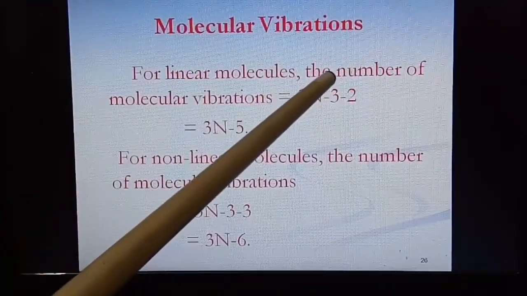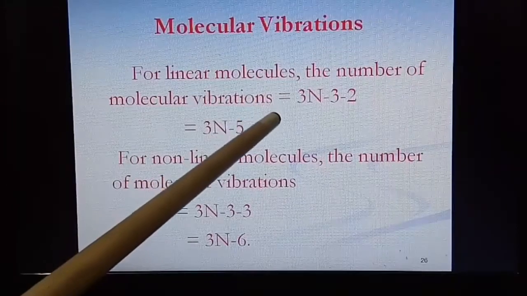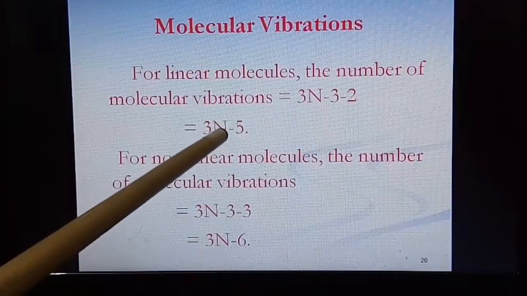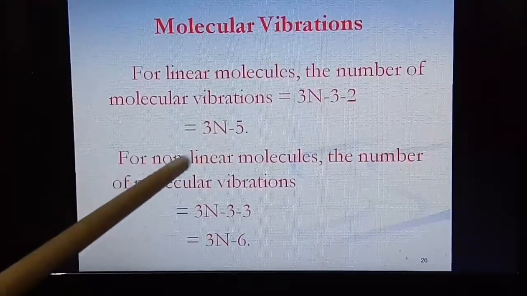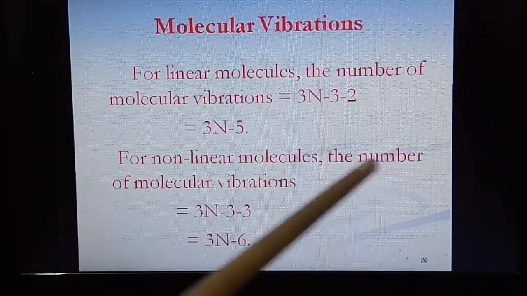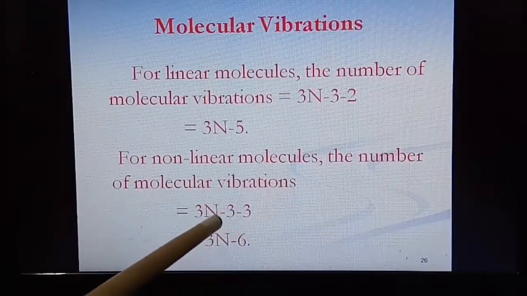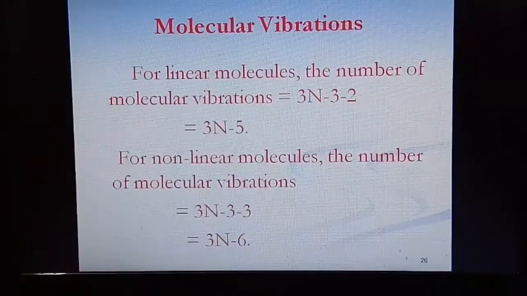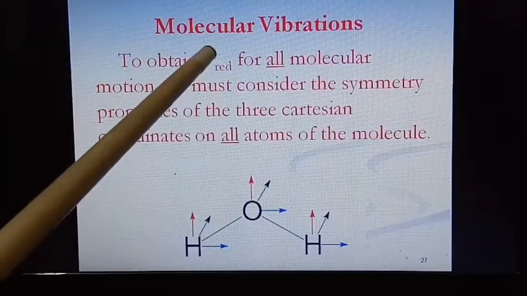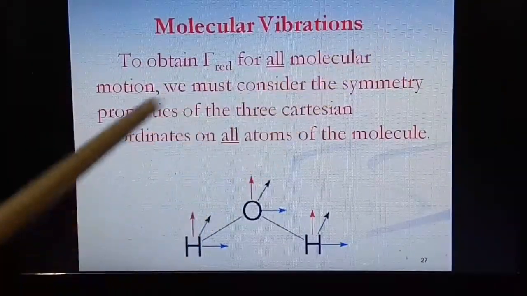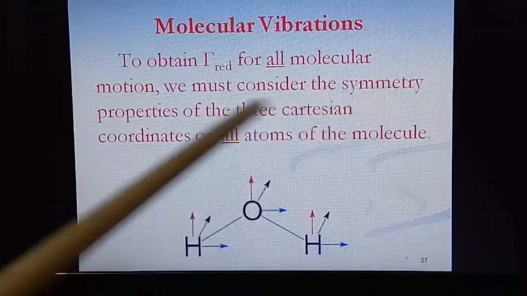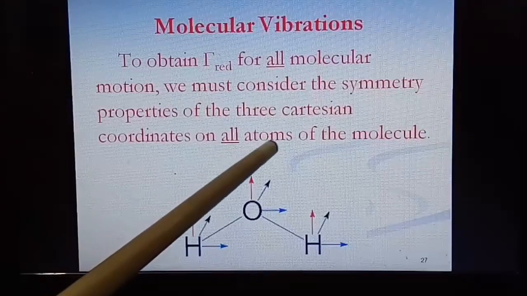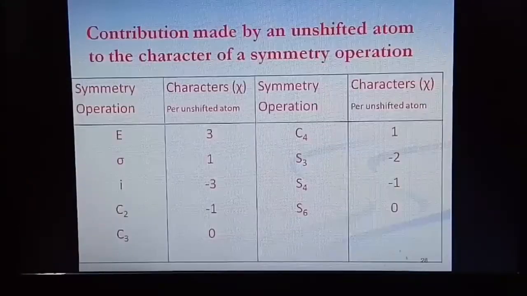For linear molecules, the number of molecular vibrations is equal to 3n minus 3 minus 2, that is 3n minus 5. For non-linear molecules, the number of molecular vibrations is equal to 3n minus 3 minus 3, which is 3n minus 6. To obtain tau reducible for all molecular motion, we must consider the symmetry properties of the 3 Cartesian coordinates on all atoms of the molecule.